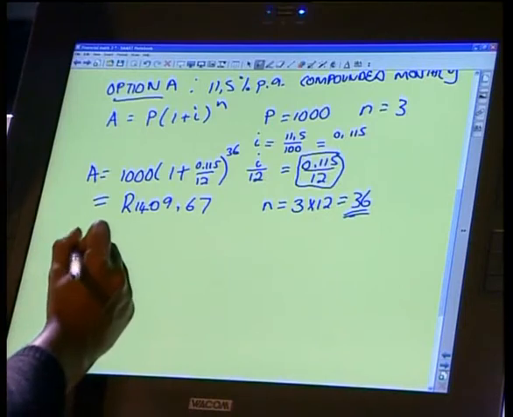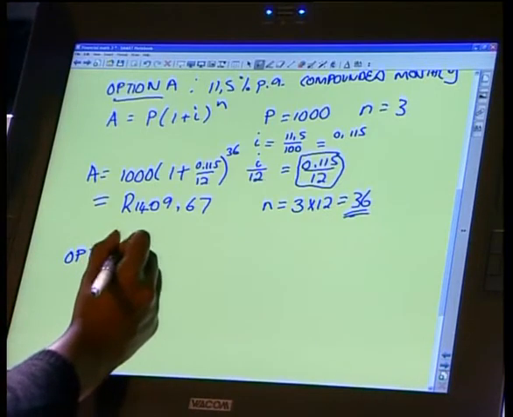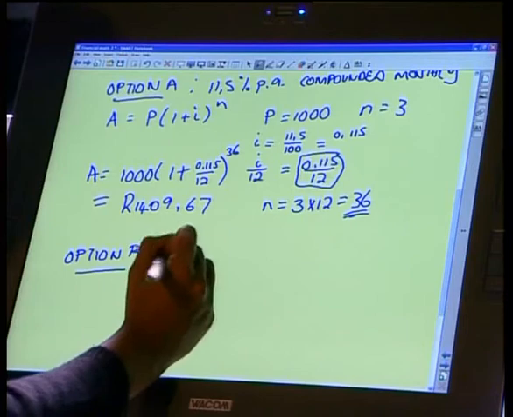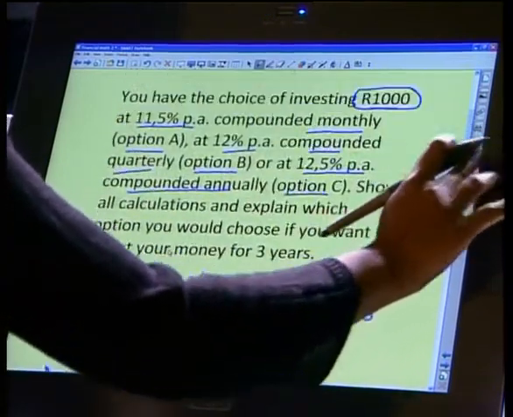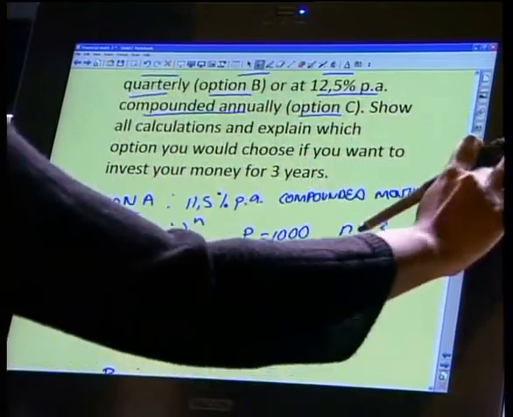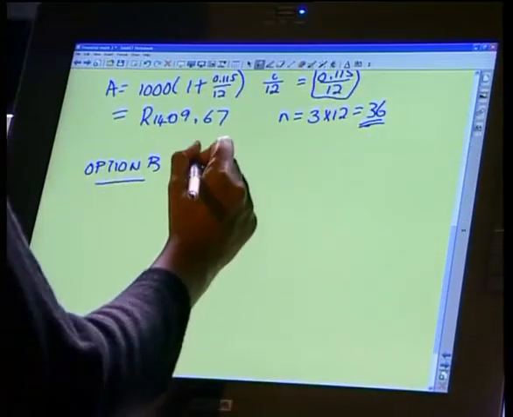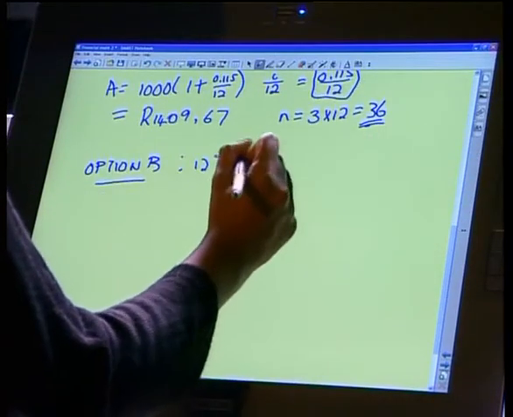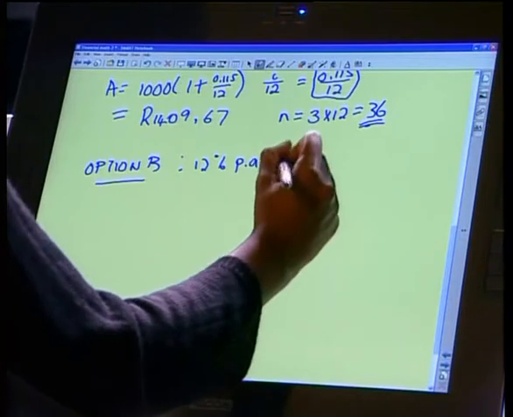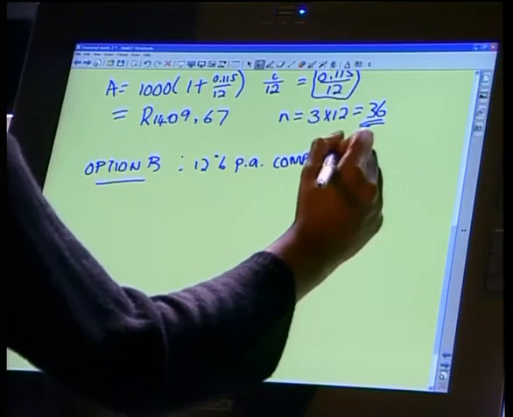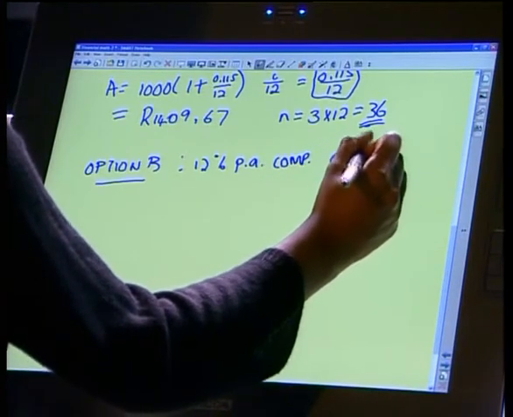Okay guys, so we looked at option A, which required monthly compounding. Let's look at option B, which is going to give us quarterly interest. So option B. The option here, option B, said we are getting 12% per annum compounded quarterly. So it's 12% per annum compounded quarterly.